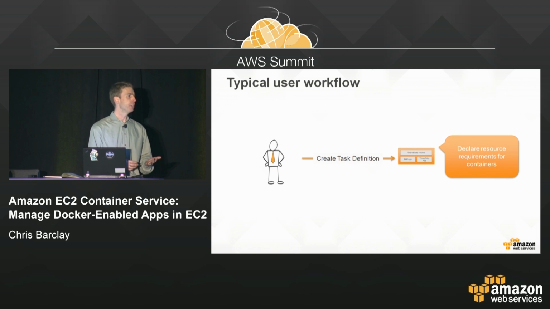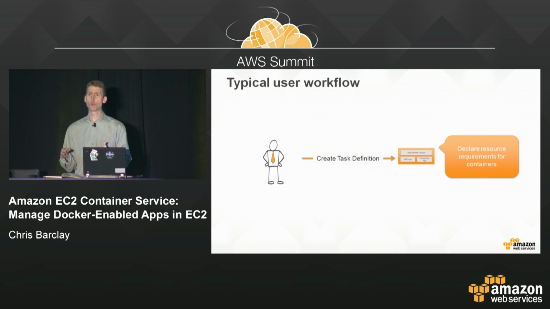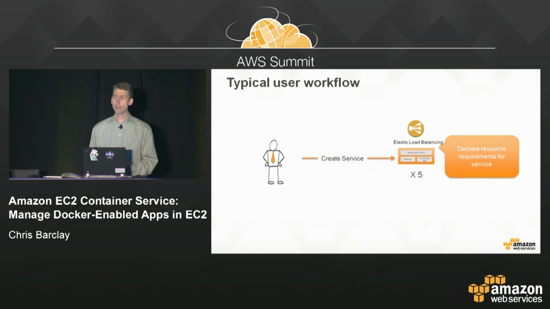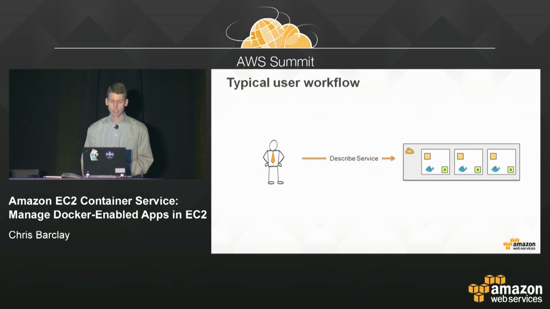You're going to create a task definition, so that's the manifest for the containers you want to run together on a particular instance. So we're declaring our resources. I'm going to go ahead and create a service, and I'm going to reference an Elastic Load Balancer, and then tell it how many of these I want to run. And then ECS will go ahead and start this up for me. So let's go ahead and take you through it.